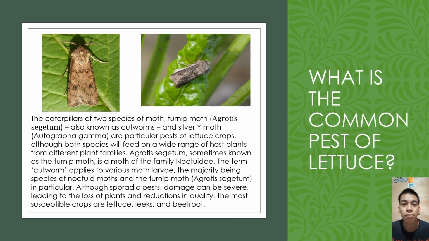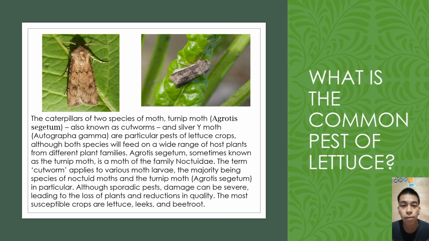Agrotis segetum, sometimes known as the turnip moth, is a moth of the family Noctuidae. The species was first described by Michael Denis and Ignaz Schiffermüller in 1775. It is a common European species and it is found in Africa and across Eurasia, except for the northernmost parts.